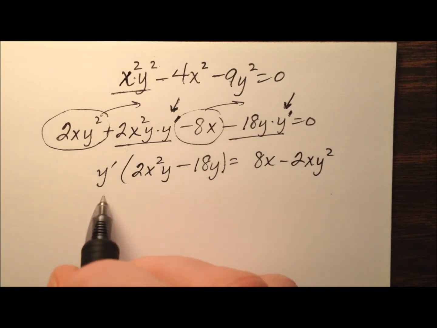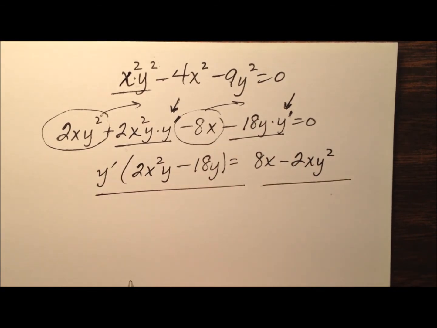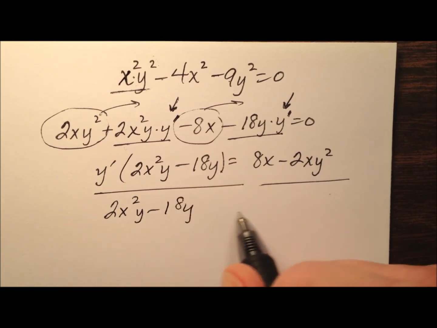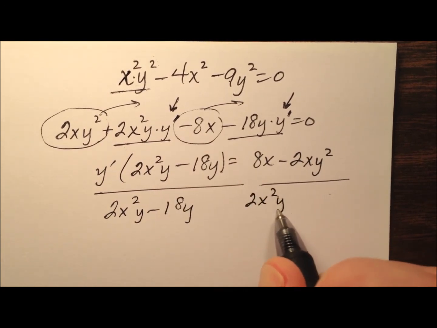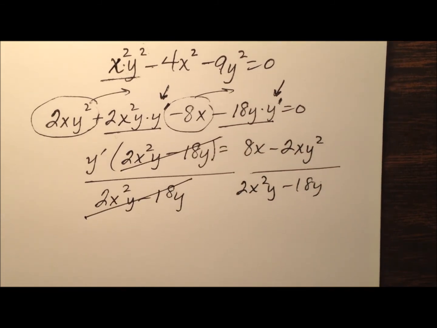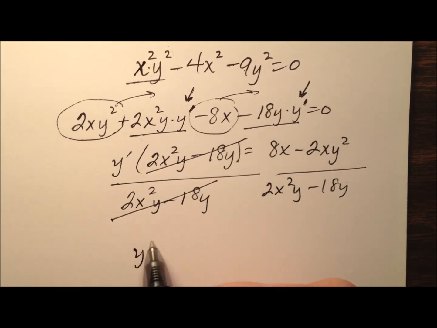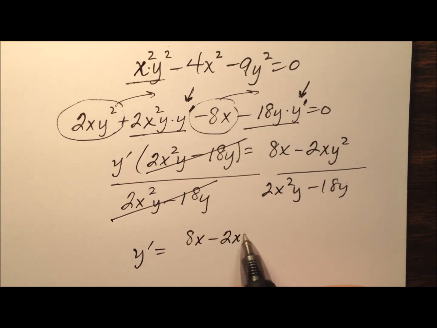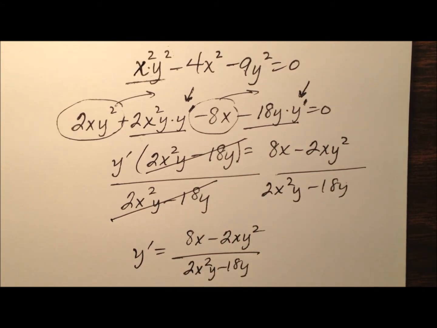Well, to finish getting this y prime all by itself, I can divide both sides of my equation by 2x squared y minus 18y. So all that will cancel. So y prime looks like it'll be (8x minus 2xy squared) over (2x squared y minus 18y).